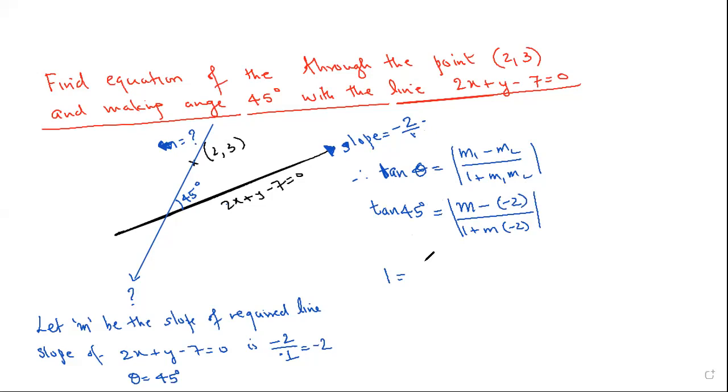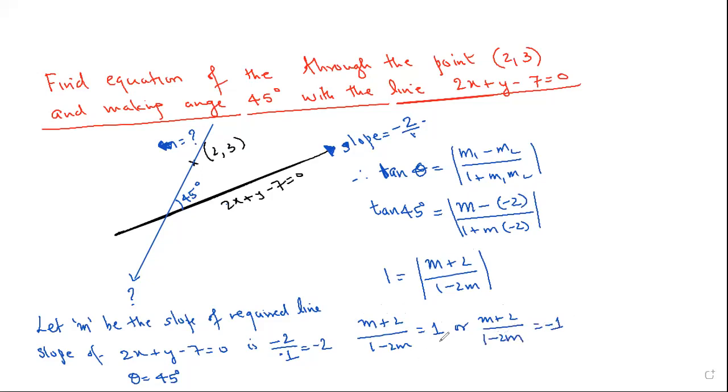So 1 is equal to m plus 2 upon 1 minus 2m. Is this clear to everybody? Here you have two possibilities. This value can be 1 or this value can be -1. So take two possibilities: m plus 2 upon 1 minus 2m can be 1, or m plus 2 upon 1 minus 2m can be -1. I hope you are writing with me. I'm not going to give you extra time for writing, so please write with me.